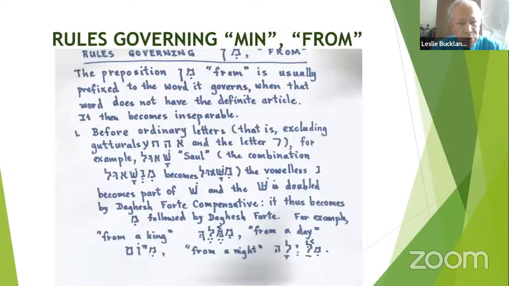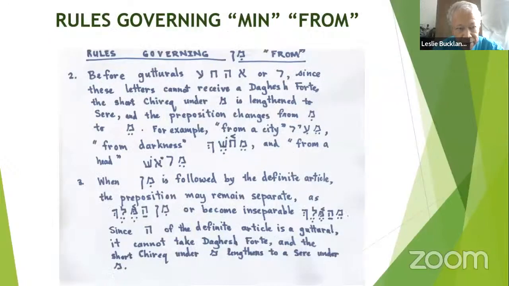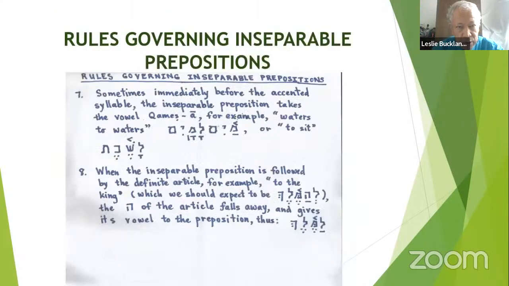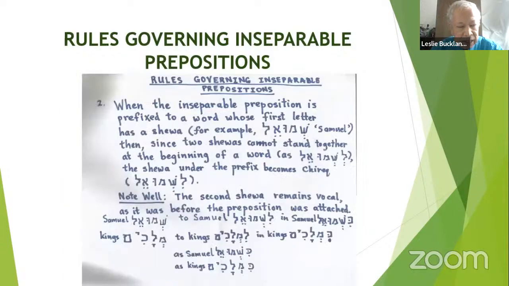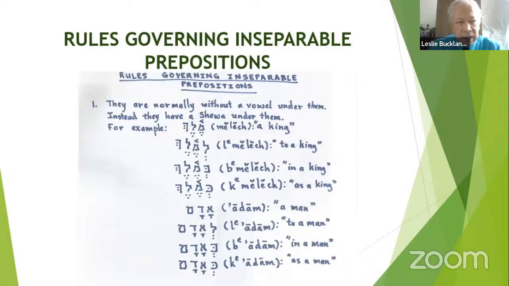Then we will look at the rules governing min, which is another preposition meaning from, but it is not an inseparable preposition. So I'm dealing with it separately from the inseparable prepositions le, be, and ke. So we look at rules governing min, and that will be the lesson. I'm going to review briefly the inseparable prepositions at the beginning of next week's lesson and finish the lesson. The week after next, I think you will be ready to do a test on this lesson.